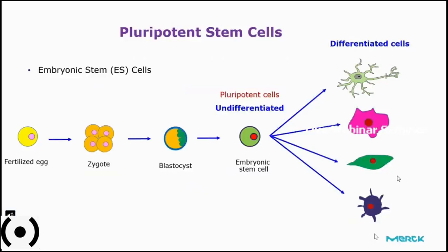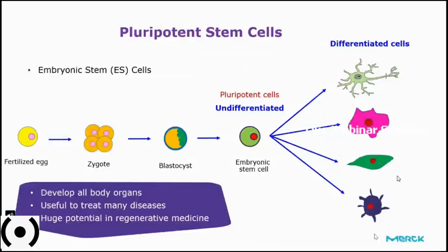So these embryonic stem cells are very, very useful. Or I can say the pluripotent stem cells have huge importance because they have the capability to develop all your body organs. They are useful to treat many diseases, right? And they have huge potential in regenerative medicine because any damaged organ, any damaged cells can be treated or replaced by the pluripotent cells. We can develop healthy cells from pluripotent cells and we can replace the damaged cells. So that's called regenerative medicine.